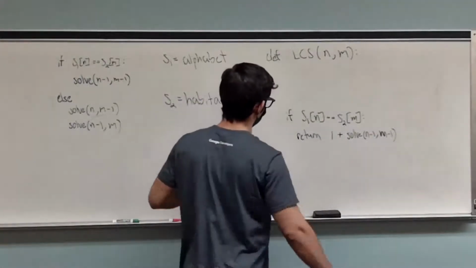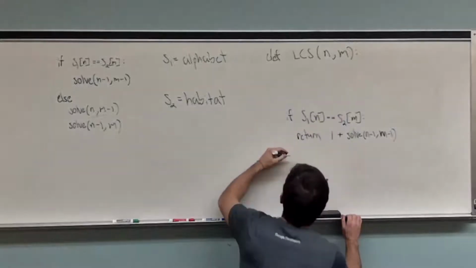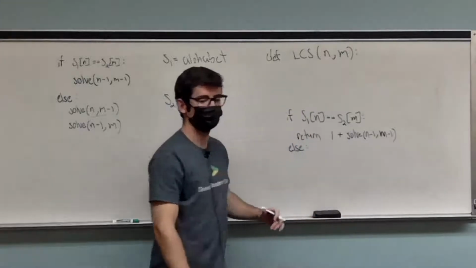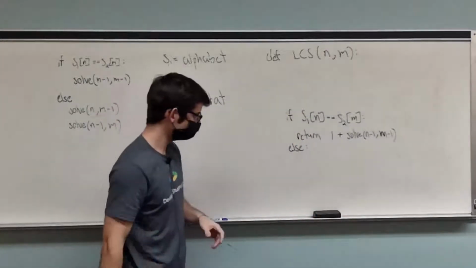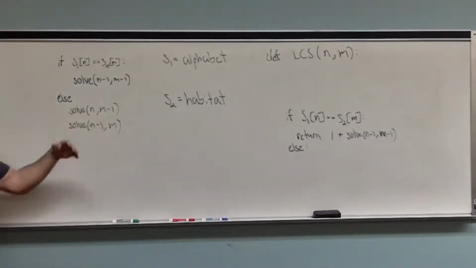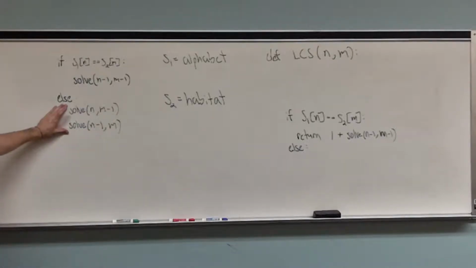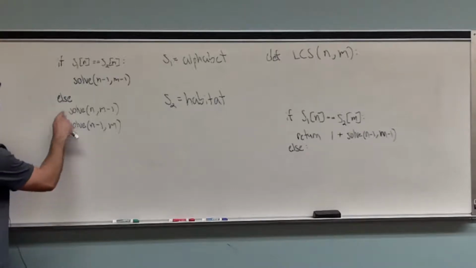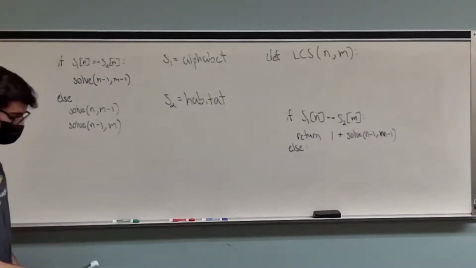So now let's write the other part where it doesn't match. Else, what? Else we know that we are calling n minus 1, m, and we're also going to be calling n, m minus 1. These two are going to give us some number, and since we want the length of the longest common subsequence, that was hard to say, we know that we want to get the maximum between one of these two. So that is what we want to do here.